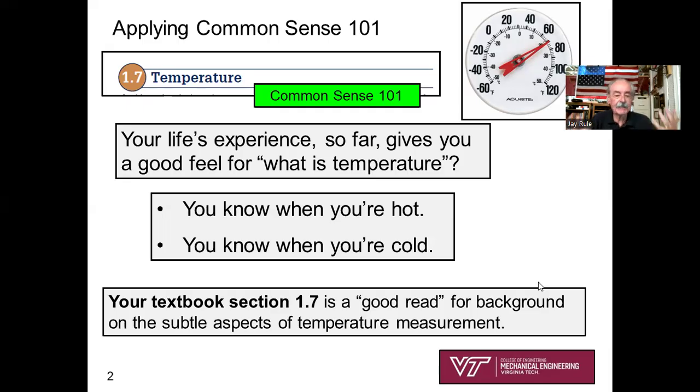And I'm going to suggest that your life's experience so far really gives you a good feel for what temperature is. And if we had a little discussion, you'd say, well, it's all kind of based on a feeling. By golly, I might not know the physics description of what temperature is, but I know when I'm hot and I know when I'm cold. And textbook section 1.7 is a pretty good read for some background about some of the subtle aspects of temperature measurement.